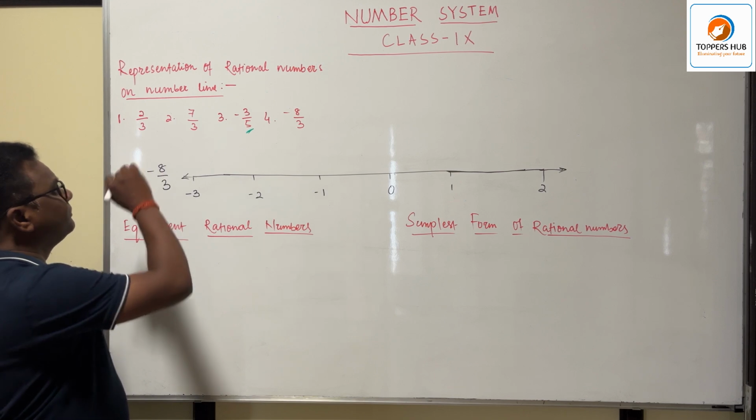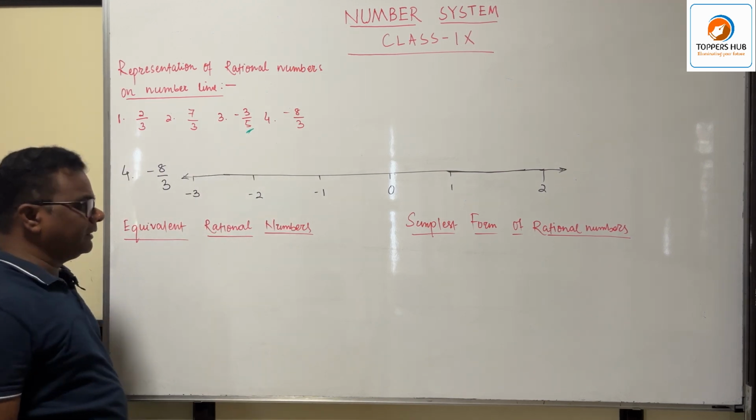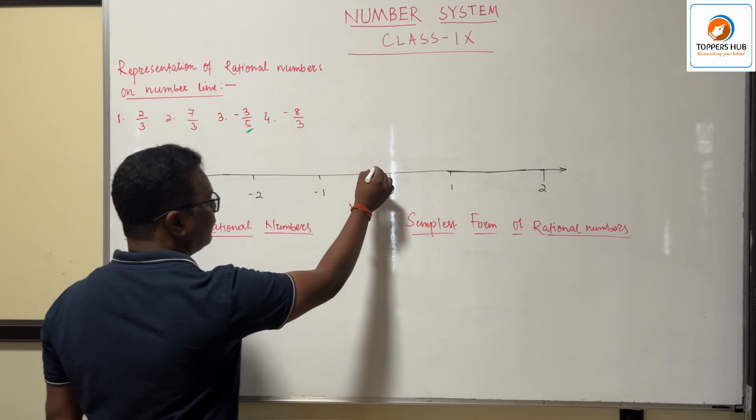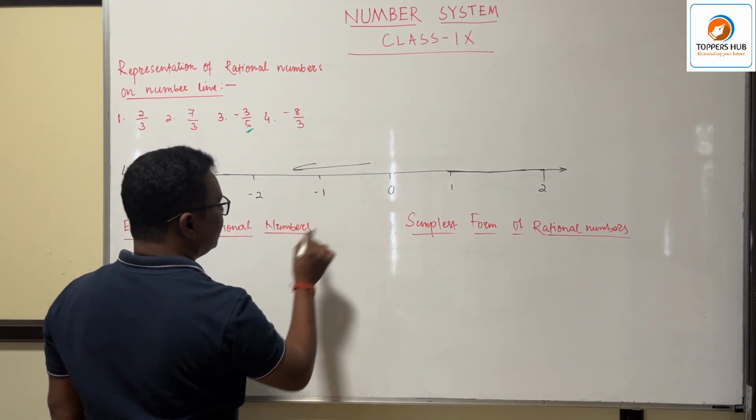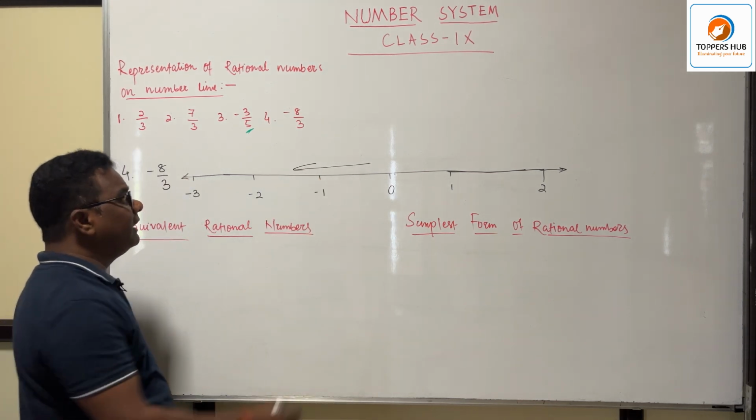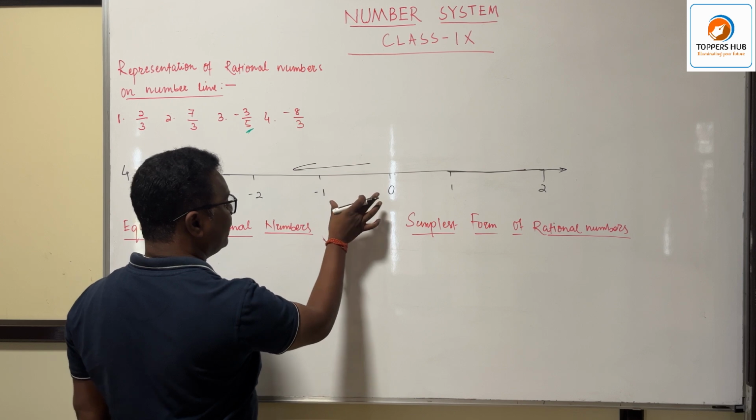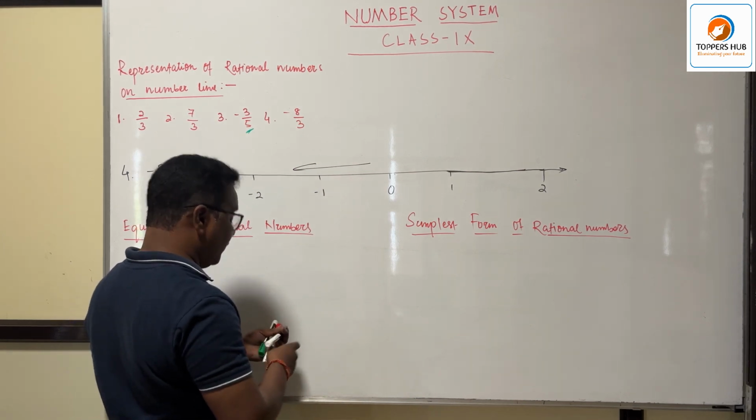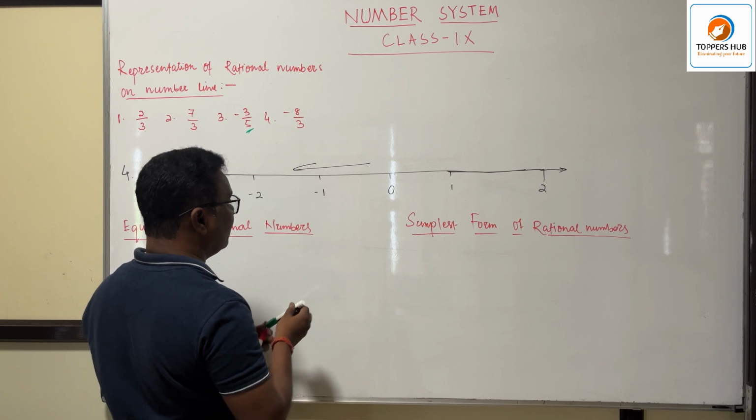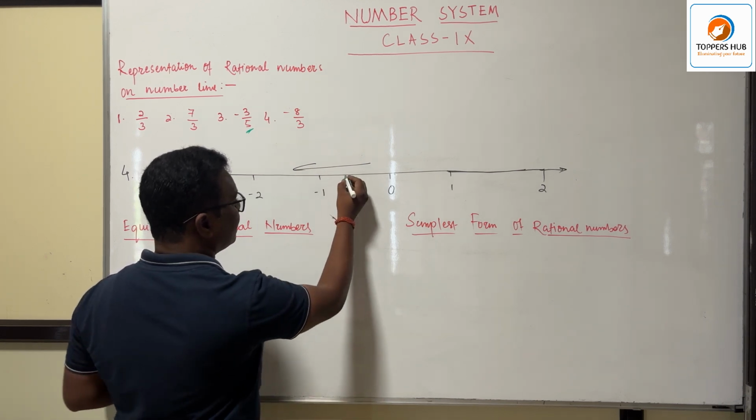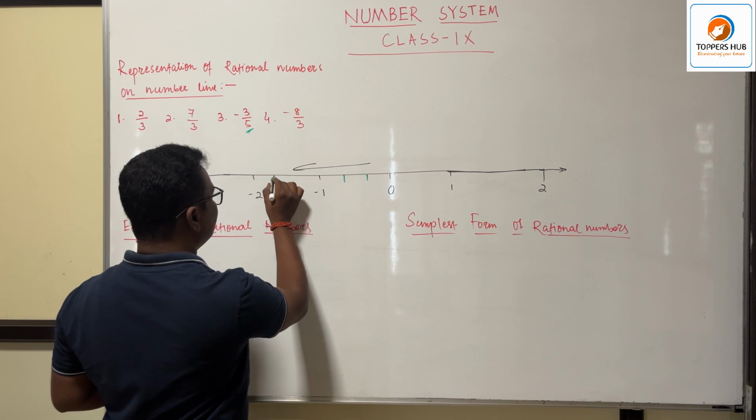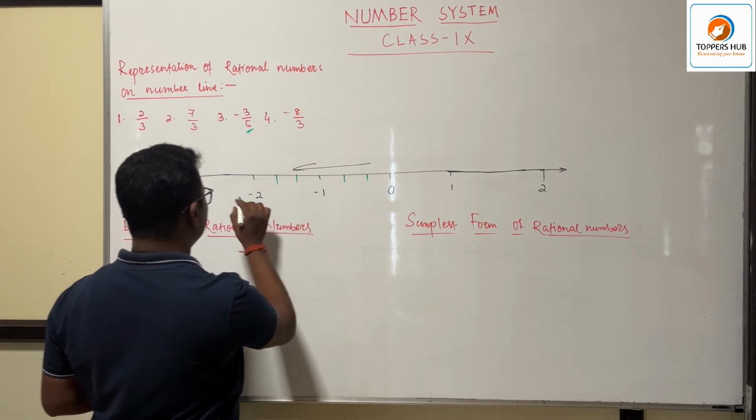Next number is minus 8 by 3. When I have to represent minus 8 by 3, I will go towards the left side. Here I am going to get minus 8 by 3, and in this case also I am going to divide each segment into 3 parts, and in order to divide into 3 parts I will make 2 lines between 0 and minus 1. 1, 2. Here also 2 lines, 1, 2.